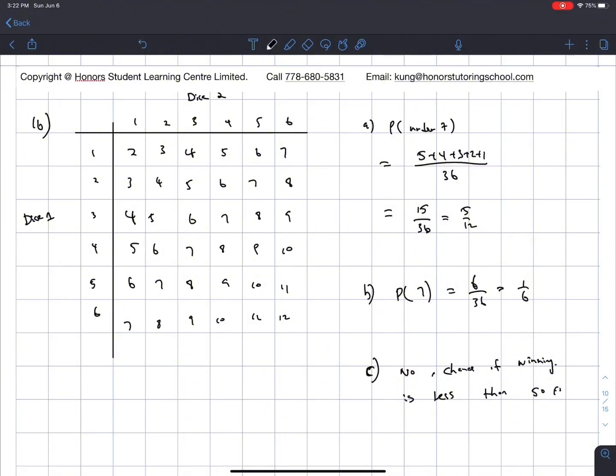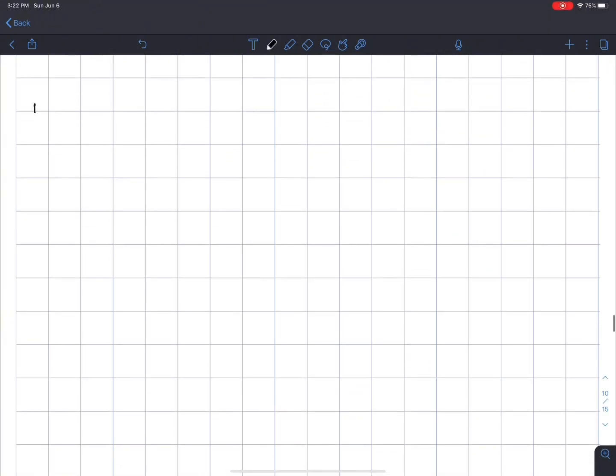Okay, so let's move on to question 17. A black die and a white die are thrown together. Determine the size of the sample space. You know that already. It will be 6 times 6 is 36, right? We have been looking at these dice problems many times already.